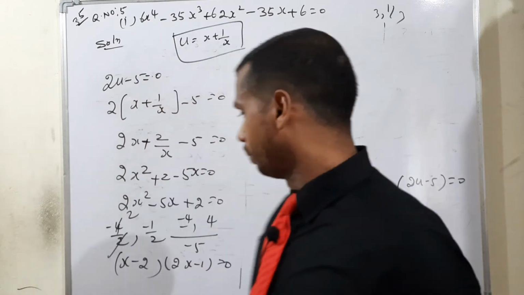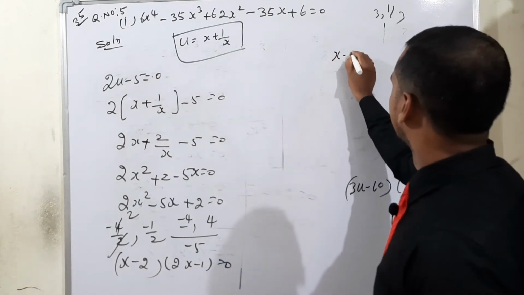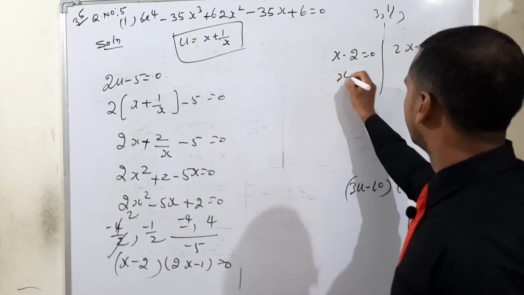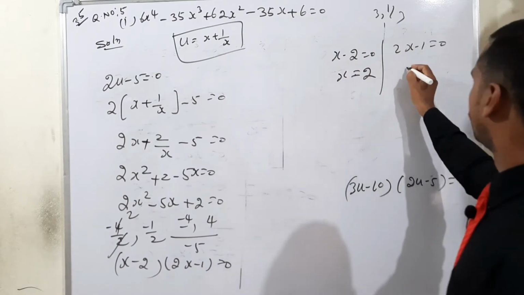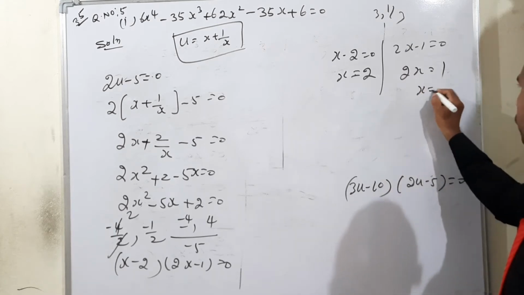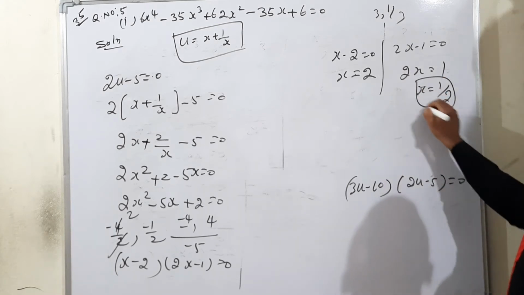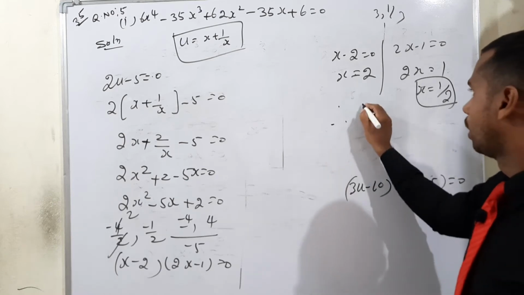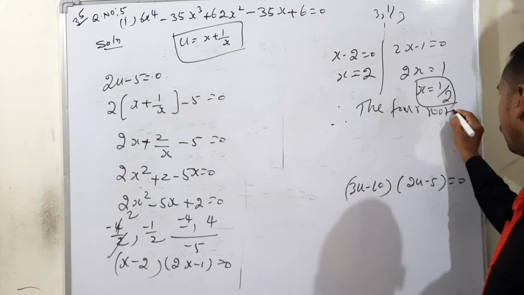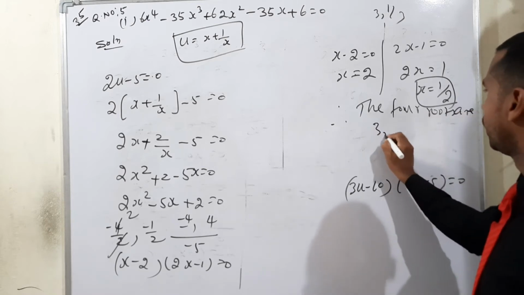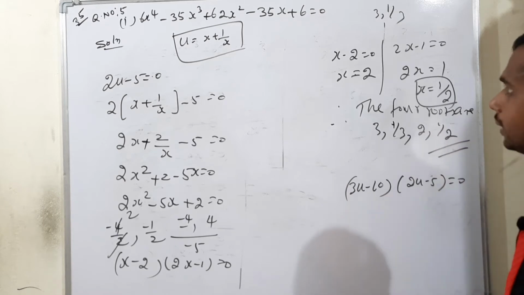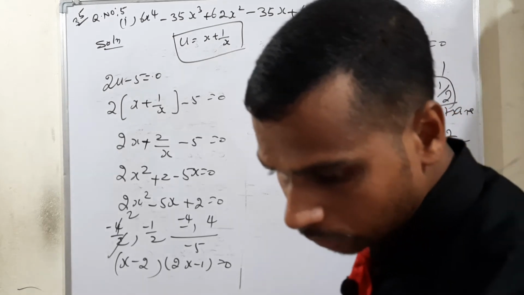Then separate 0 means what will happen? So, x minus 2 is equal to 0, then 2x minus 1 is equal to 0. The first one, x is equal to 2, then 2x is equal to 1, bring out opposite sign means positive 1, therefore x is equal to 1 by 2. So, therefore, the 4 roots are 3 comma 1 by 3 and 2 comma 1 by 2. This is the answer for subdivision 1. Moving to subdivision 2.